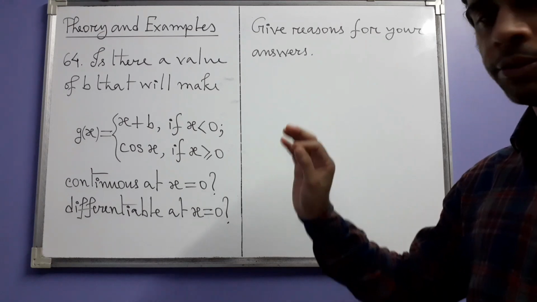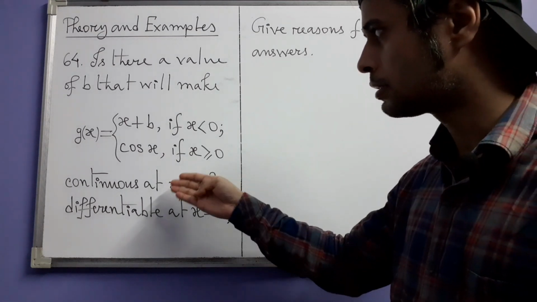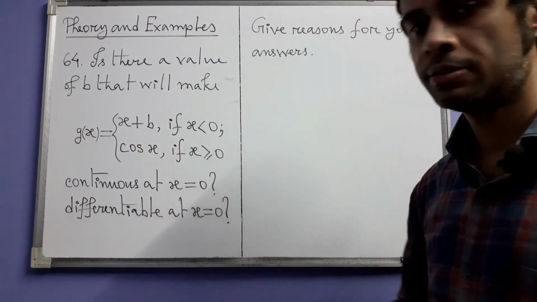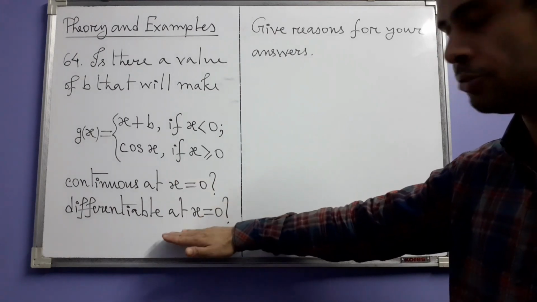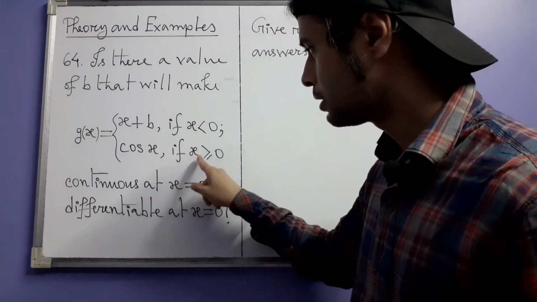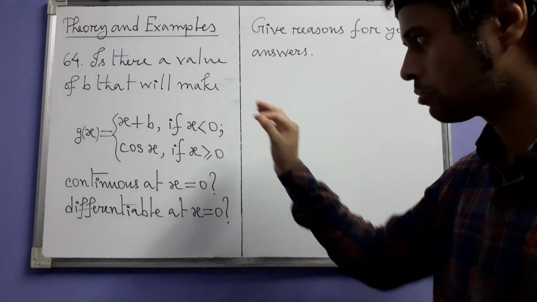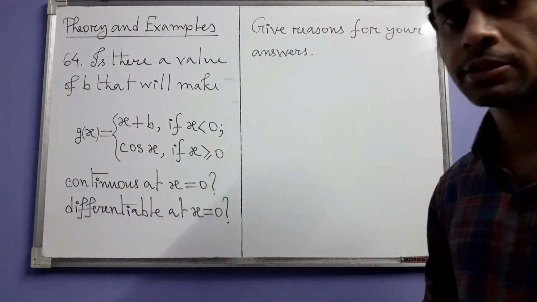We don't exactly know what b is, in fact b can be anything, and the question is for what value of b this function will be continuous at x equal to 0, differentiable at x equal to 0. These are two different things, okay? And when our input x is a non-negative real number, that means it's either positive or equal to 0, then the output is cos x.